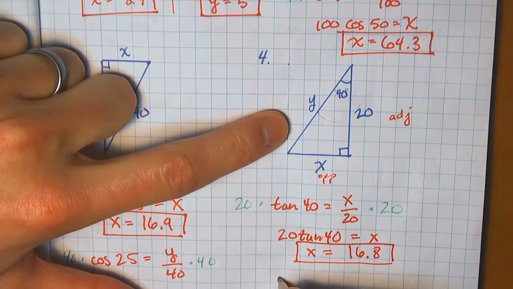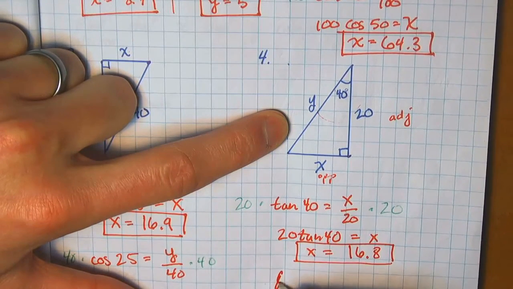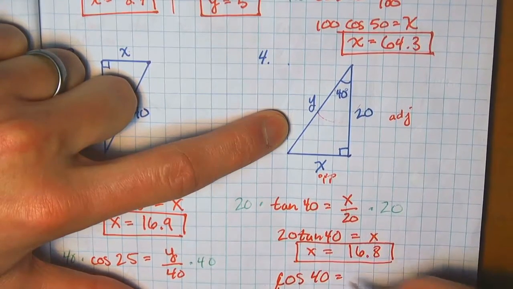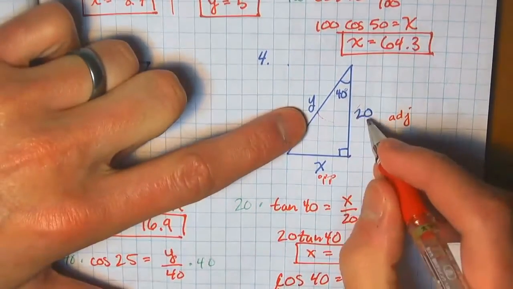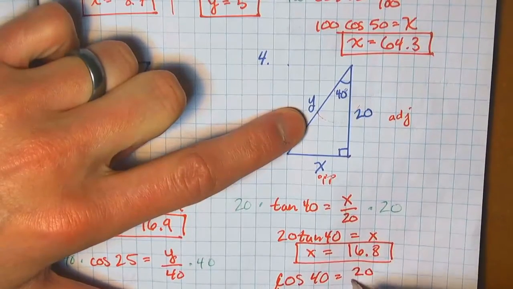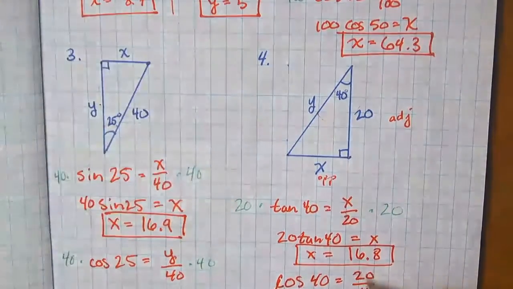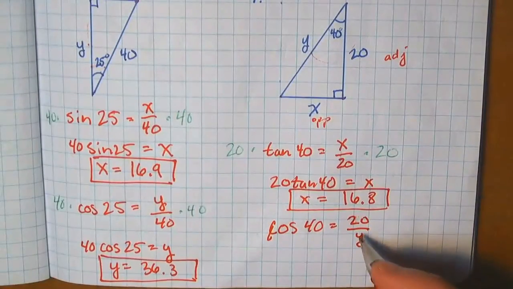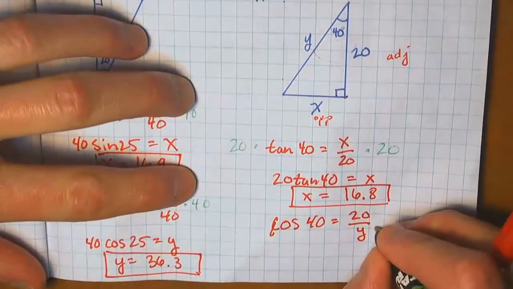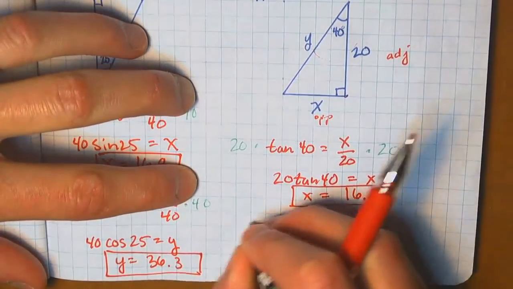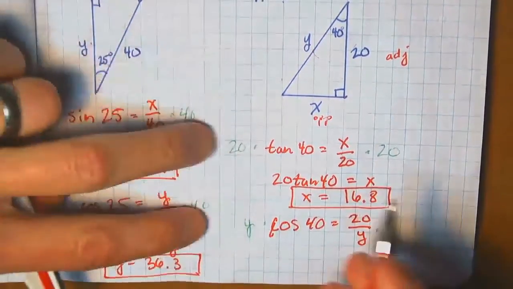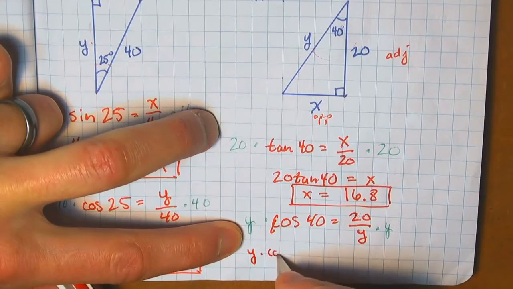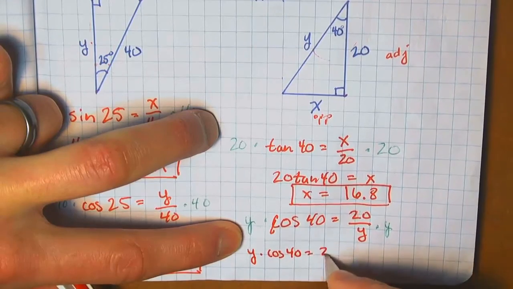So, what did I just say? Cosine. Cosine of 40 degrees is equal to adjacent over y, right? Be careful now, it's backwards this time because we don't have the hypotenuse. So what that means is we're going to do the same thing. We're going to multiply y over, right? Just follow the algebra steps. So that's going to give you y times cosine of 40 degrees is equal to 20.